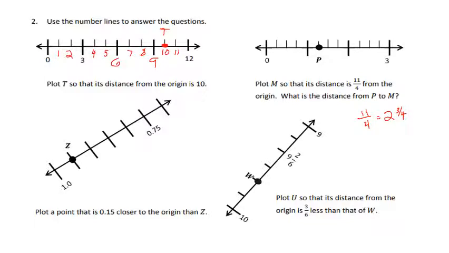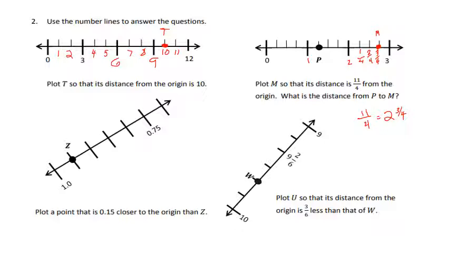So it's 2 3/4. Now if I look up here, I can see this would be 1, 2, and 3. And I can see between 2 and 3, it is 1/4, 2/4, 3/4, and 4/4. So 2 3/4 would be right here. And that would be M.